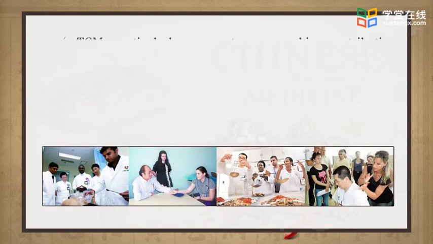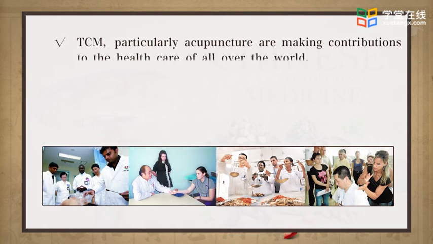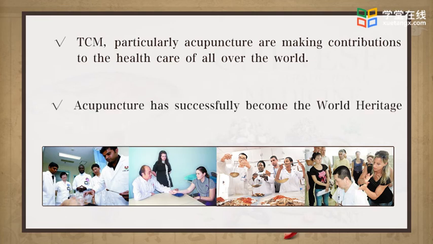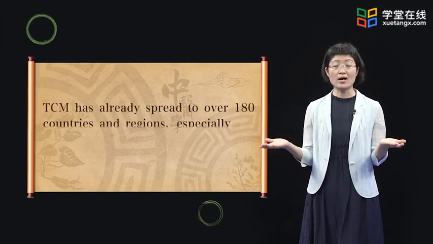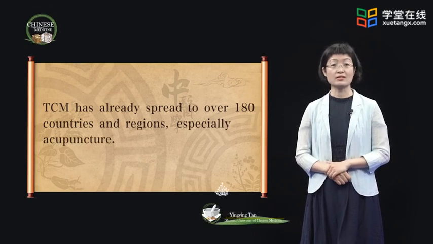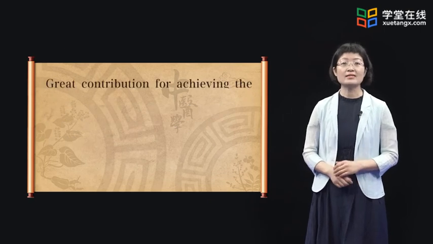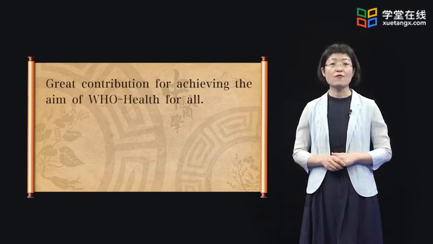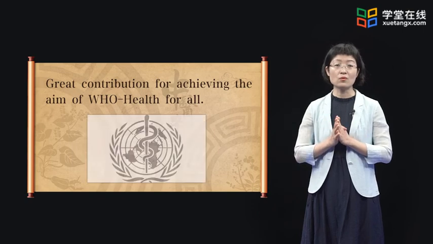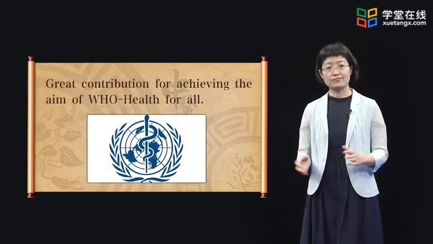Now, the brilliance of TCM, particularly acupuncture, is shining forth and making contributions to the health care of people all over the world. Acupuncture has been a World Heritage since 2010. TCM has already spread to over 180 countries and regions, especially acupuncture. Therefore, TCM has made a great contribution to achieving the aim of WHO, Health for All.